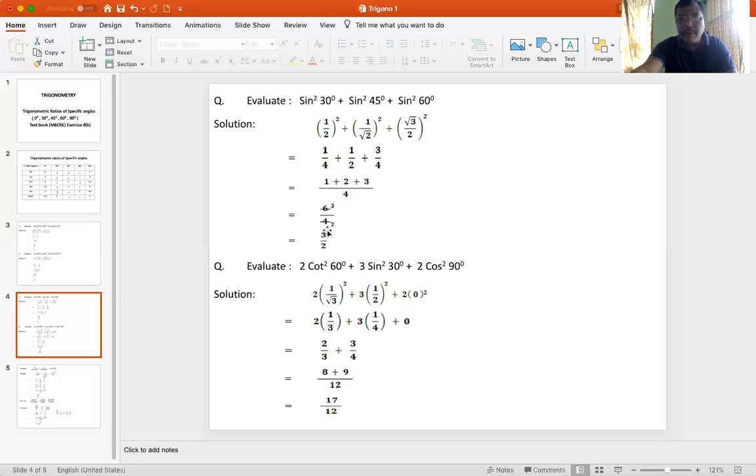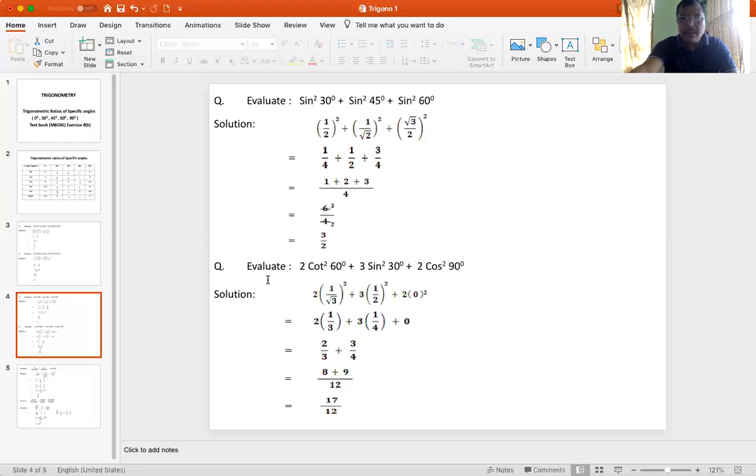Below we have 4. Now we have 2 as a common factor for the numerator and the denominator. So cancelling, we have 2, 3s are 6, and 2 2s are 4. So in the end, we have 3 by 2.